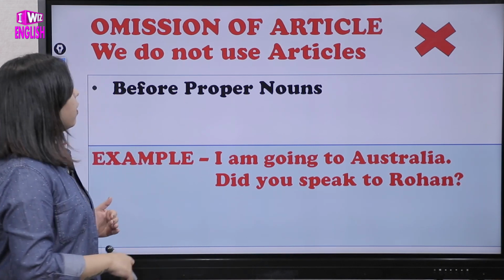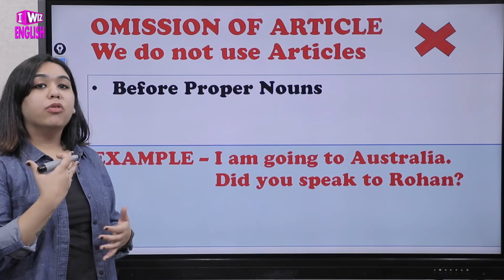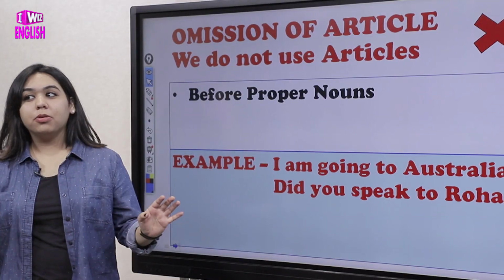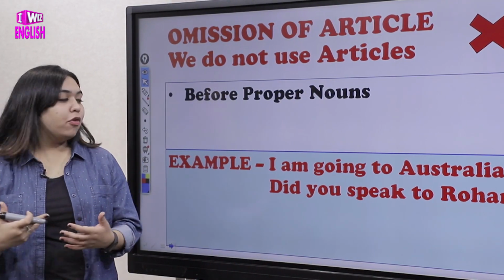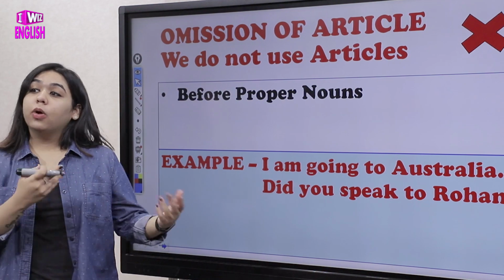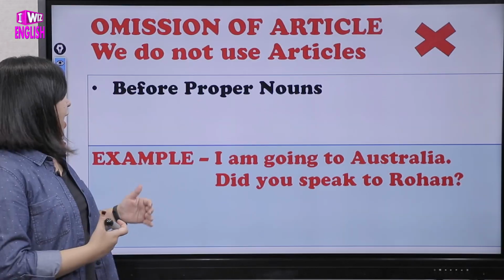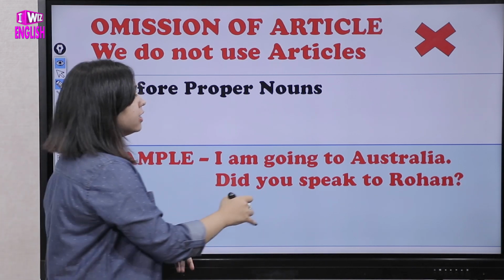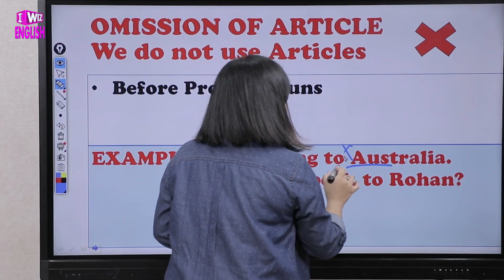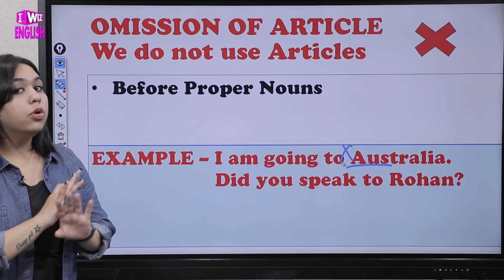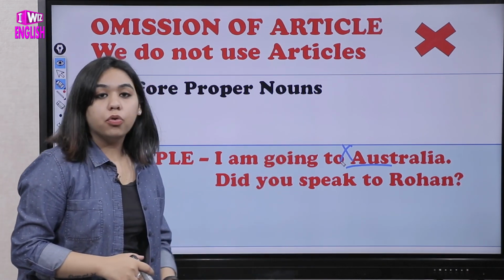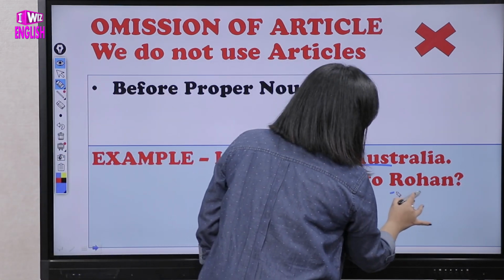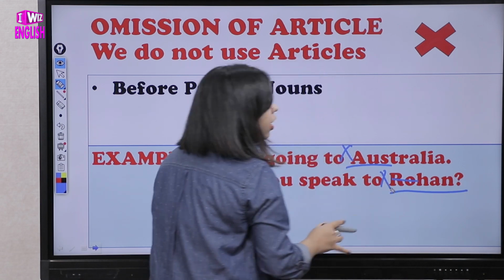The first one is before proper nouns. We are not going to repeat what nouns are because we've discussed it before, and if you've not seen it, go and check out the videos on nouns. Let's move forward. Now I am going to Australia. Australia is a proper noun. I will not use any article, a or the, no article. Did you speak to Rohan? Again, Rohan is a proper noun, no article before Rohan.